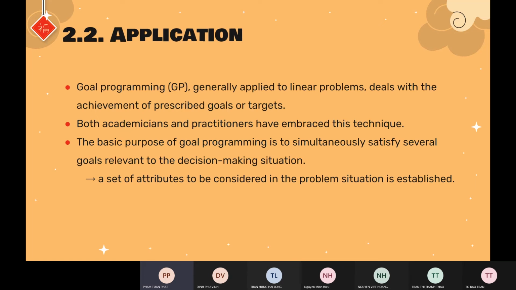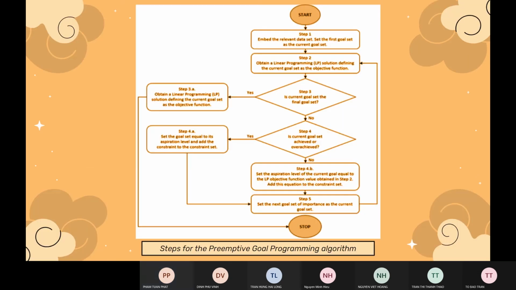Second, application. Goal programming generally applies to linear problems and deals with the achievement of prescribed goals or targets. Both academics and practitioners have embraced this technique. The basic purpose of goal programming is to simultaneously satisfy several goals relevant to the decision-making situation. To this end, the set of attributes to be considered in the problem situation is established. Here are the steps for the primitive goal programming algorithm.